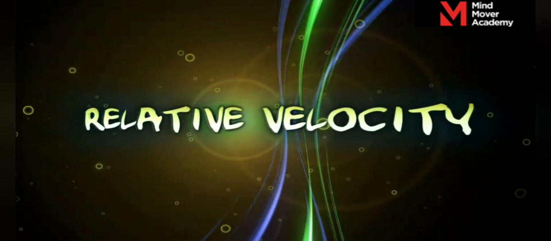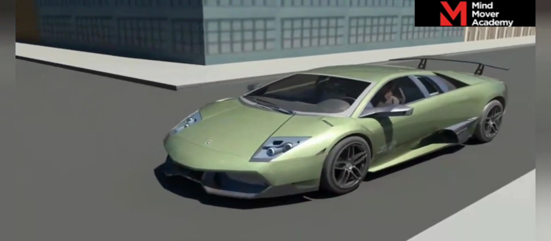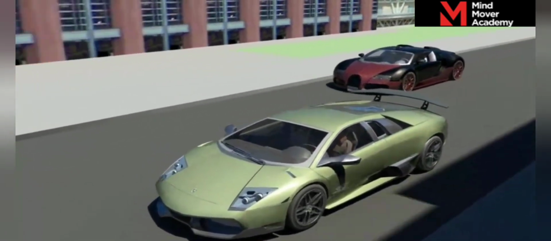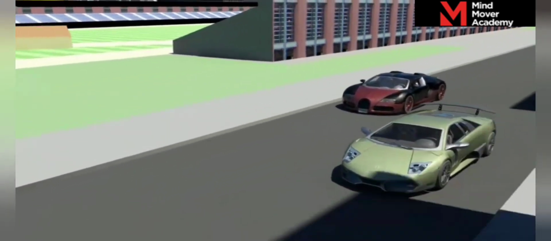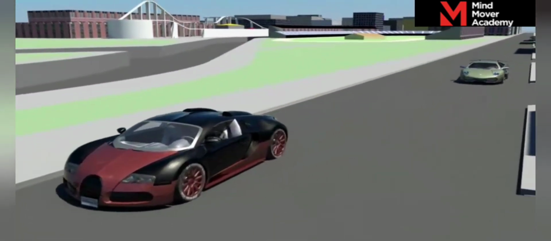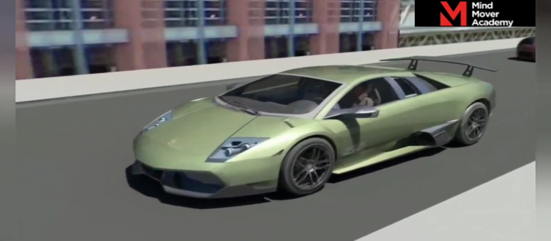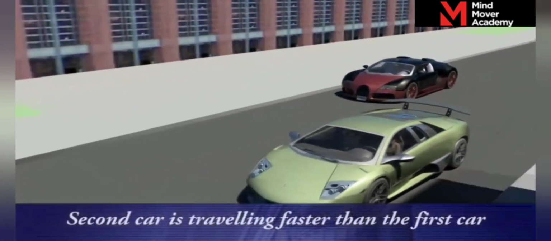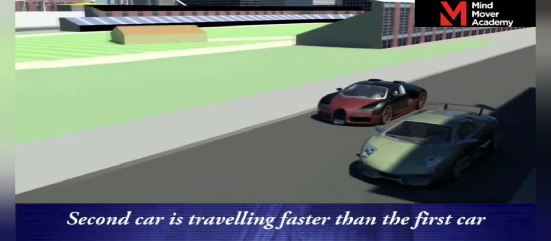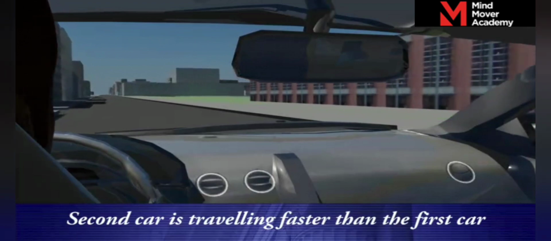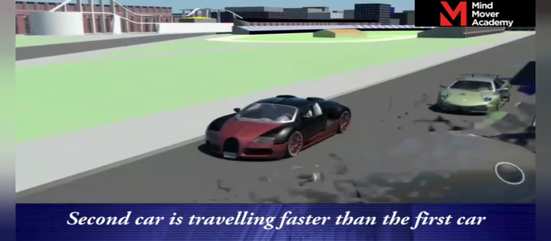Relative velocity. In this module, let us understand the concept of relative velocity. We are all familiar with the experience of traveling in a car and being overtaken by another car moving in the same direction as we are. Since the second car overtakes the first car, the second car is traveling faster than the first car. So a person sitting in the first car will find the second car moving with some speed.